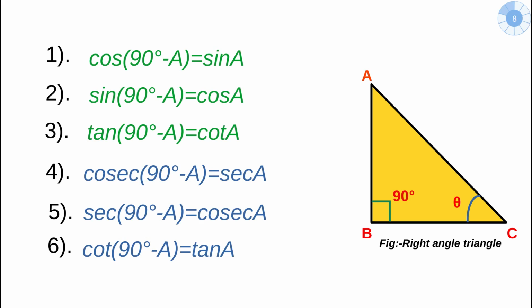Now here are the six trigonometric identities: cos(90° − A) equals sin A, sin(90° − A) equals cos A, tan(90° − A) equals cot A, cosec(90° − A) equals sec A, sec(90° − A) equals cosec A, and cot(90° − A) equals tan A. So you can easily calculate it.